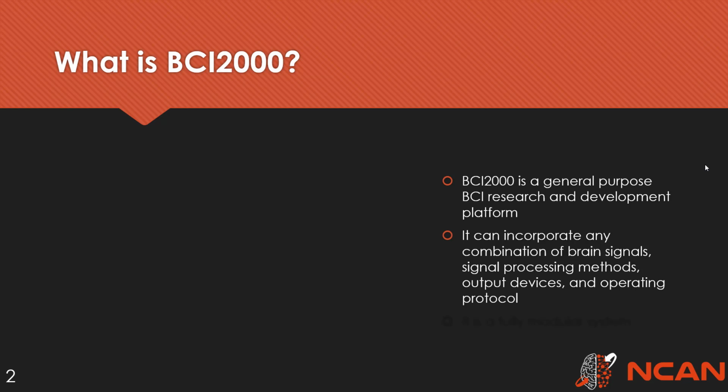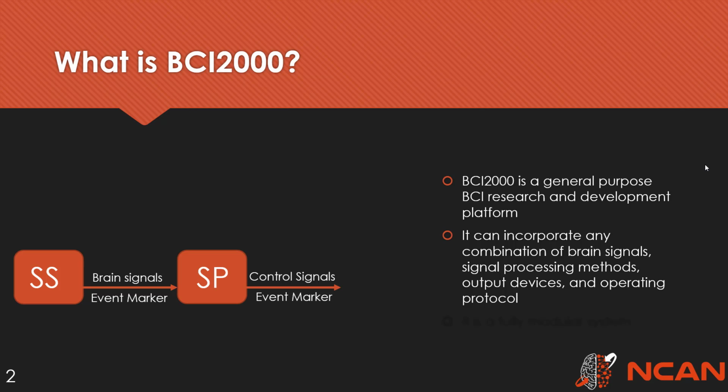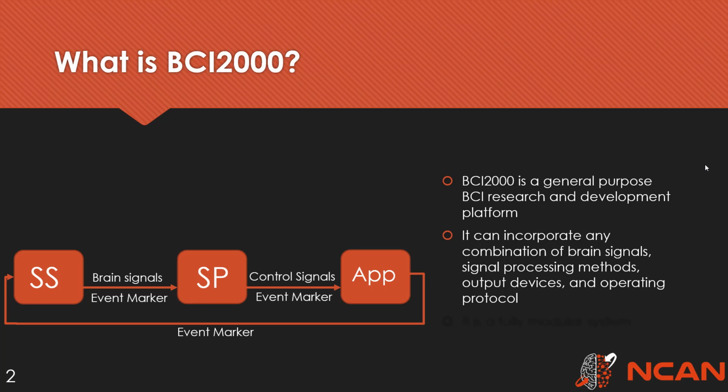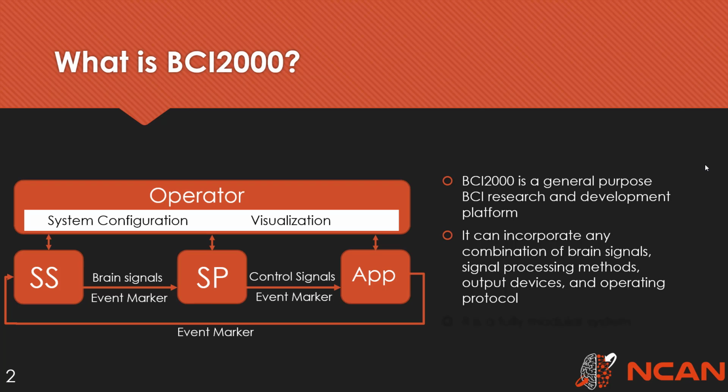It consists of three modules: the signal source, which acquires brain signals with a wide variety of amplifiers and BCI hardware; the signal processing, which is responsible for the feature extraction and translation; and the application, which is usually some kind of audiovisual stimulus. And then the operator interfaces with all three independent modules and establishes the system configuration for data storage, source variables, and application visualizations.